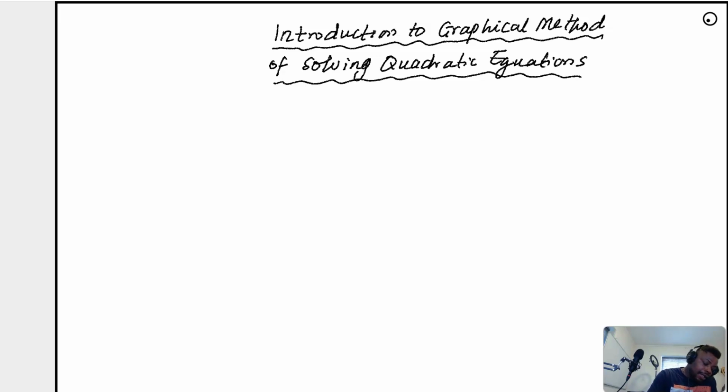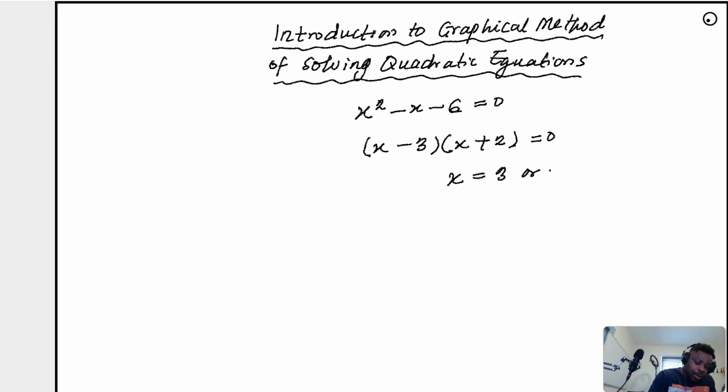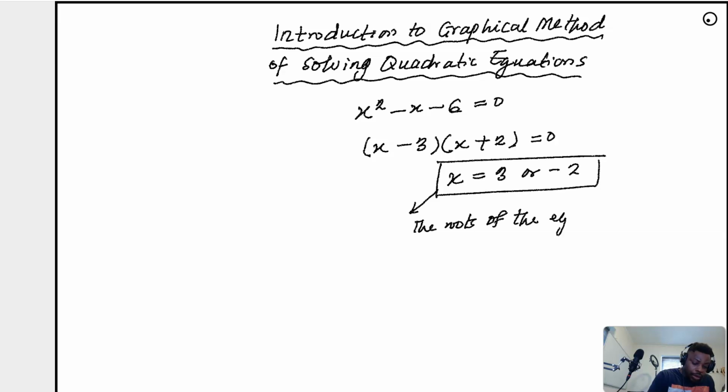Now, let's take for instance that we have a quadratic equation x squared minus x minus 6 is equal to 0. We know that we can solve this equation to get the value of x. So x will be 3 or minus 2. This is called the roots of the equation, okay? Good.